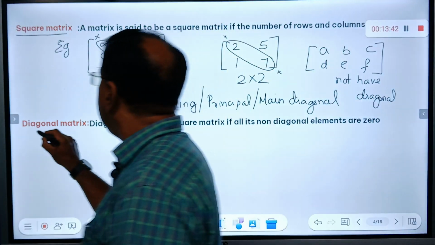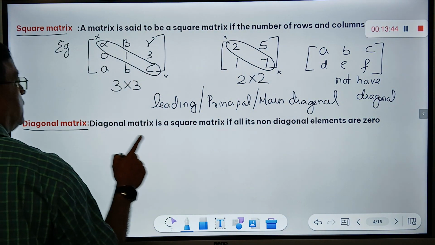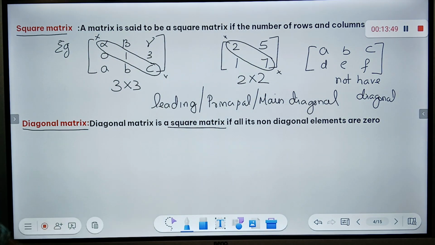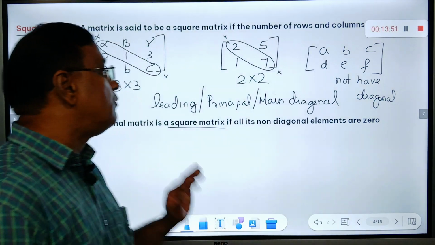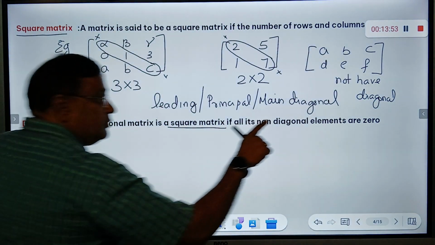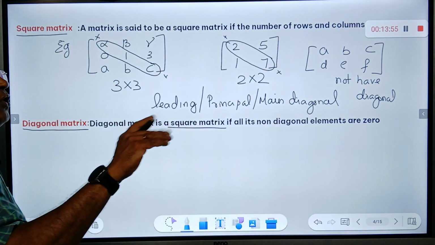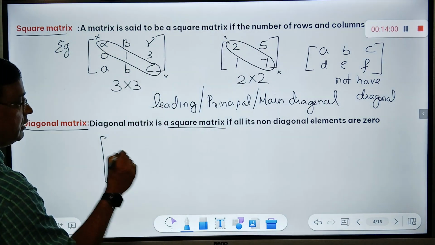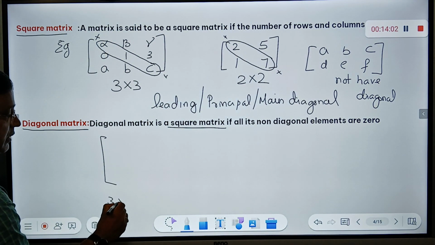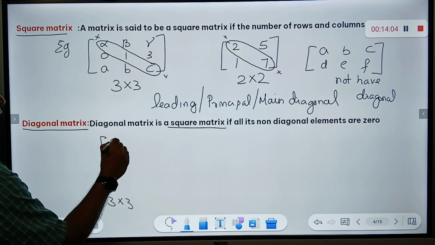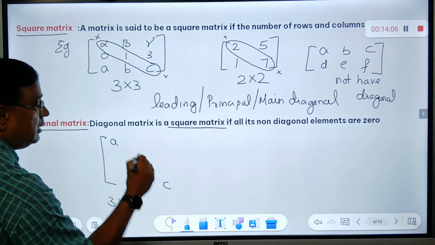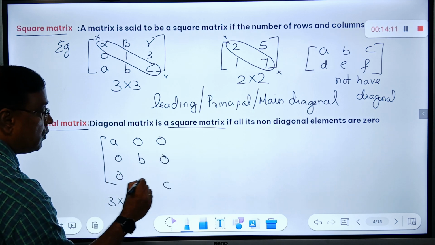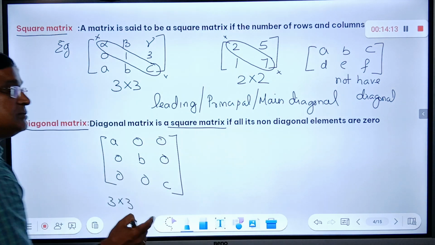Okay. Now that you've understood what a square matrix is, our next job is to understand what a diagonal matrix is. Now very clearly it's given, diagonal matrix is a square matrix. So you know how it's going to be. The number of rows is going to be equal to number of columns. Non-diagonal elements must be 0. All the non-diagonal elements must be 0. So these are the diagonal elements. For suppose if I take a 3 by 3 matrix, I call it A, B, C. These are non-diagonal elements. All the non-diagonal elements must be 0.